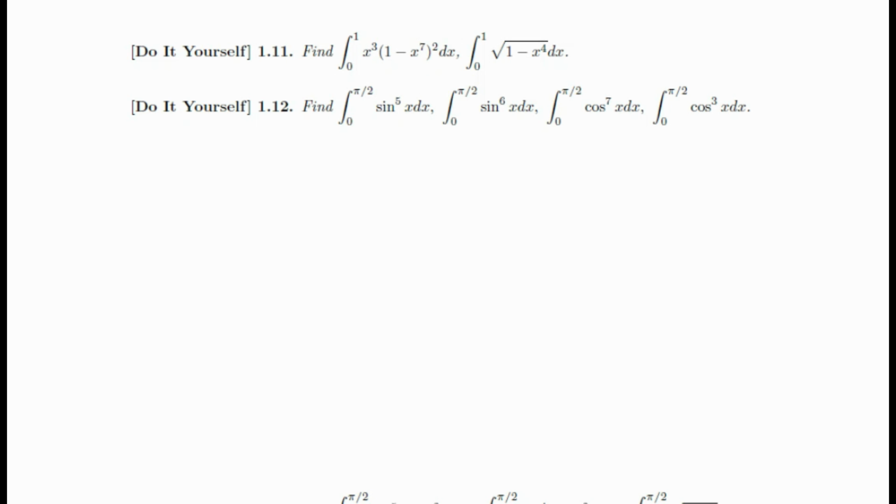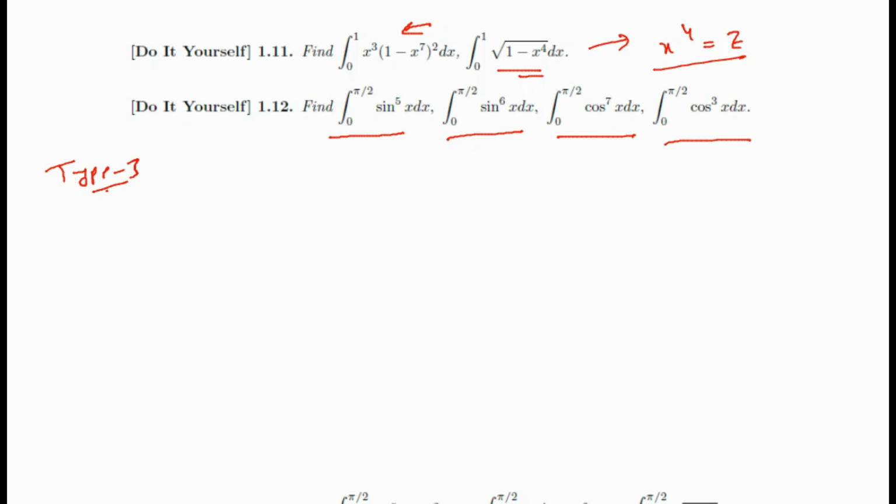Next part is that one, and this is a similar kind of problem. Here you just put x power 4 equal to z and proceed similar to that one. Next is this kind of integral. These are all basically type 3. That means beta m, n equal to 2 integral 0 to pi by 2 sine power 2m minus 1 x cos power 2n minus 1 x dx.